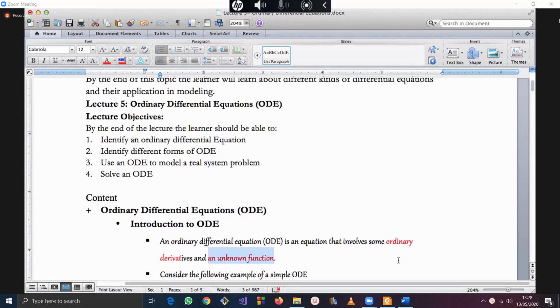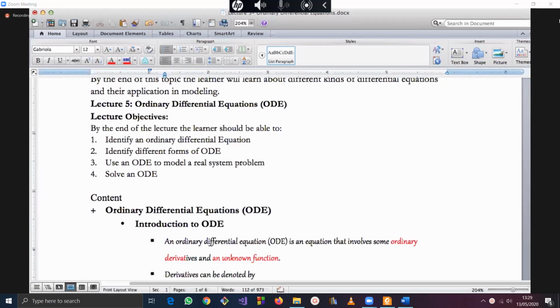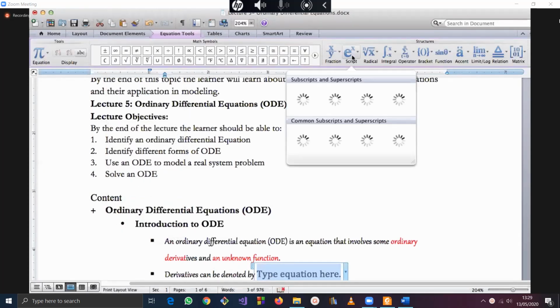Remember, differential is denoted by, so, differential, derivative. I need to say here that a derivative can be denoted by, I think you know some of this. I hope you are seeing what I'm typing so that you follow. It is denoted in a number of ways. The first way, we can denote it this way.